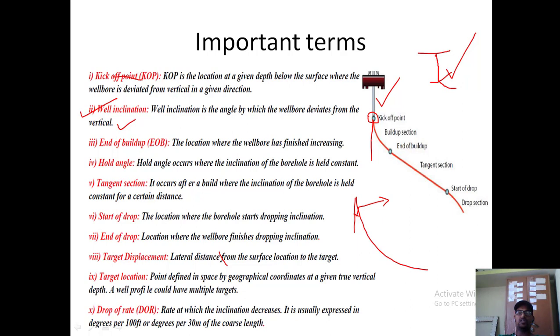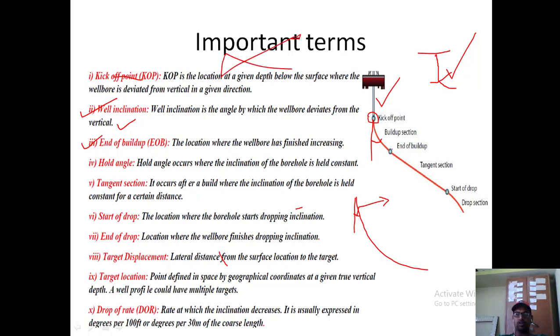So this is nothing but your well inclination angle, or you can say the build up rate or the angle of build up. Now the third point is end of build up. This is a very easy point. The reason why I have mentioned this is to explain to you the total area covered by the build up section.